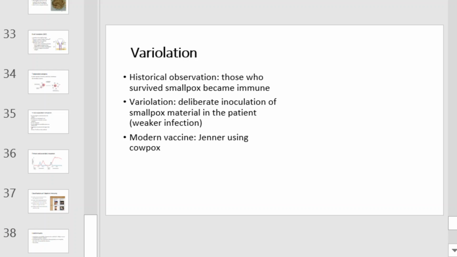Variolation. The historical observation was that those who survived smallpox became immune. Variolation is the deliberate inoculation of smallpox material into a patient, causing a weaker infection. This led to the modern vaccine and Jenner using cowpox.